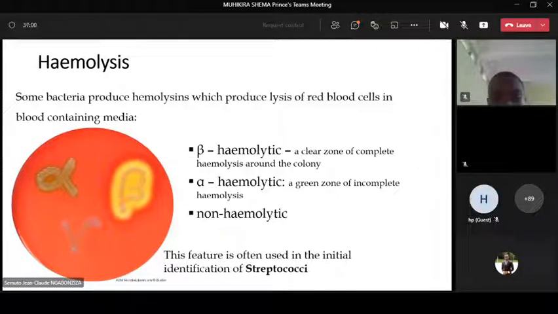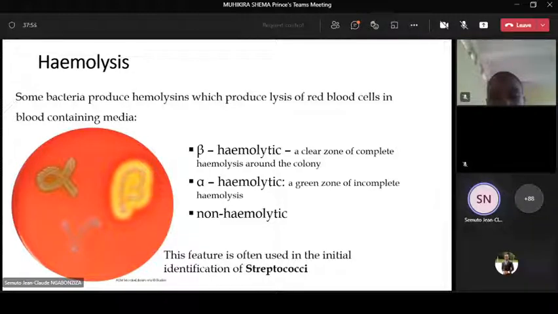Another important criterion is hemolysis. As we said, some bacteria produce hemolysin, which are enzymes that destroy red blood cells. And we have typical morphological characteristics. We have three categories. Some are beta hemolytic, those with a clear zone of complete hemolysis around the colony. If you look at this blood agar, we have beta, and the surrounding of this colony, you can see the clear area, that is complete hemolysis.